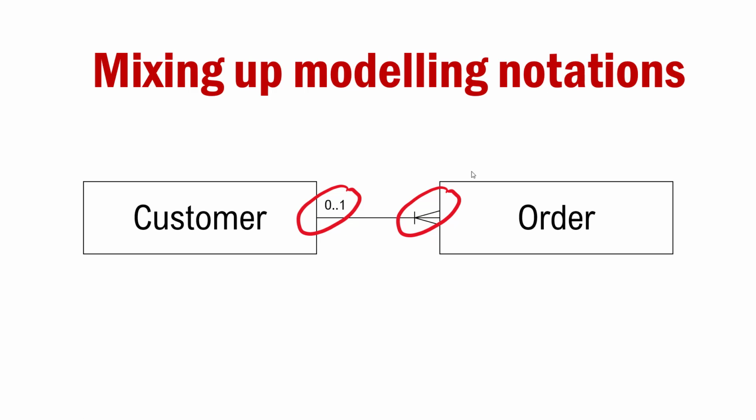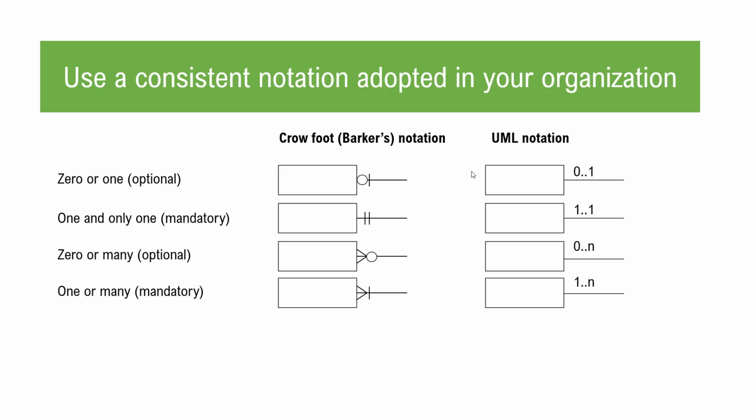When we do any type of modeling, we need to be very careful to use consistent modeling notation so that our diagrams are not confusing, they're clear, they're easy to understand, and they look professional. So it's true that there is more than one notation to show cardinality in entity relationship diagrams, and you can use whichever one is used in your company, or whichever templates are available in, for example, the software that you are using. However, do not mix them up.